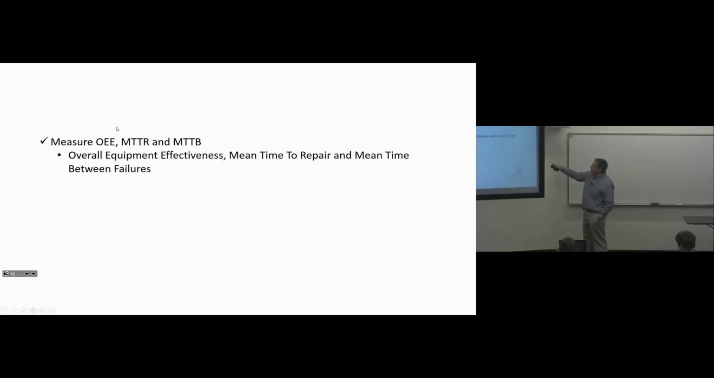Measure OEE, mean time to repair, mean time between failures. These are key metrics for a PM system. Make sure they're well done, make sure they're well understood. Make sure there are targets, make sure the maintenance organization has responsibility to improve it.